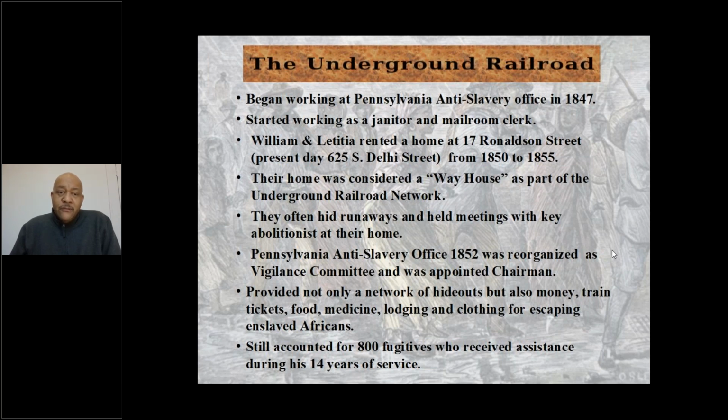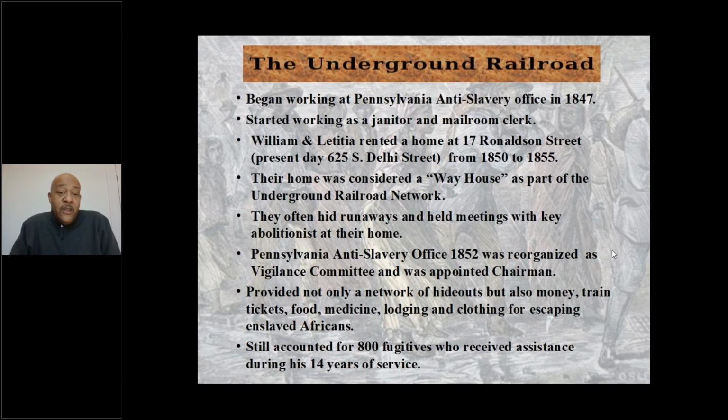William and Letitia, his wife, rented a home at 17 Ronaldson Street, which is present-day 625 South Delhi Street, from 1850 to 1855. This residence is still privately owned, but what makes it so significant is that this home was considered a way house as part of the Underground Railroad. So you can imagine that people like Frederick Douglass, Harriet Tubman, Lewis Tappan, Thomas Garrett, all those people would come through and visit the Still family at that home.